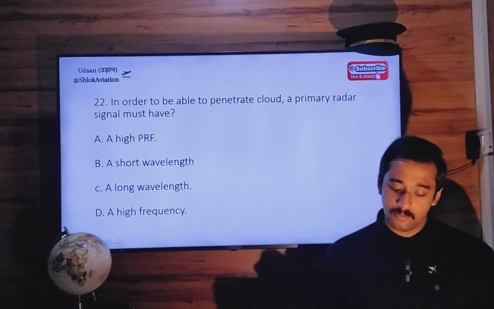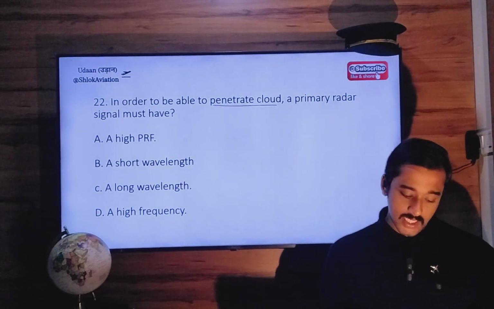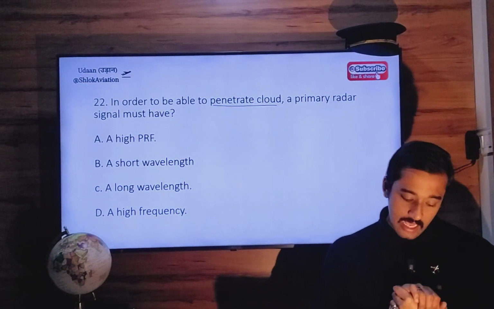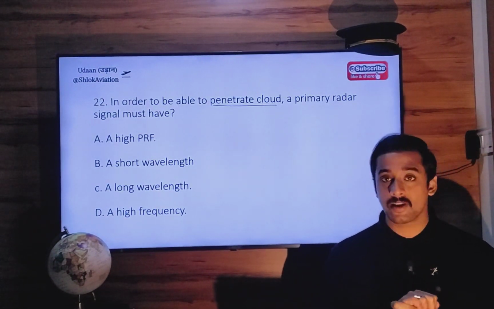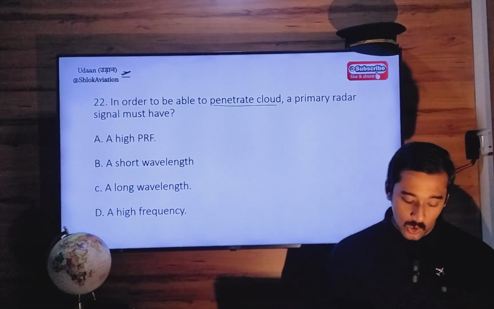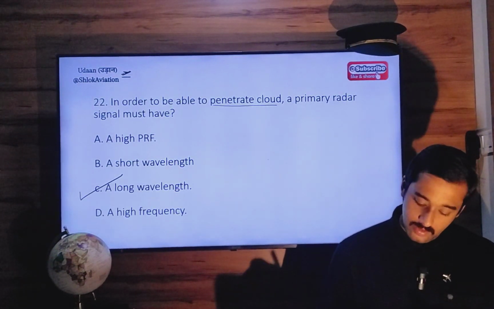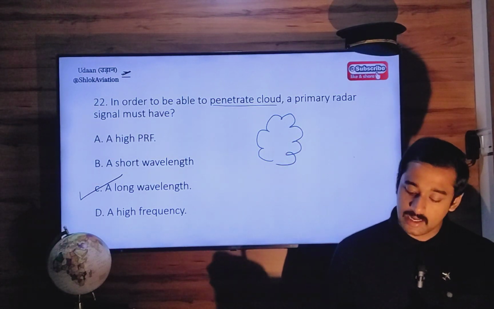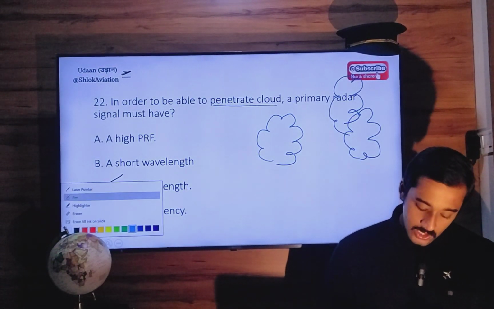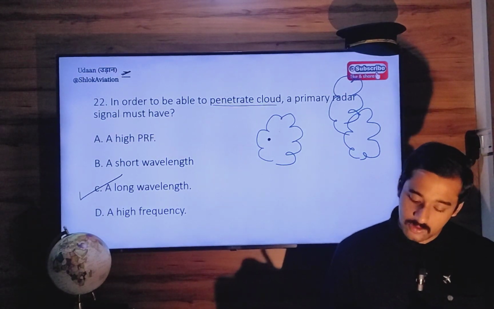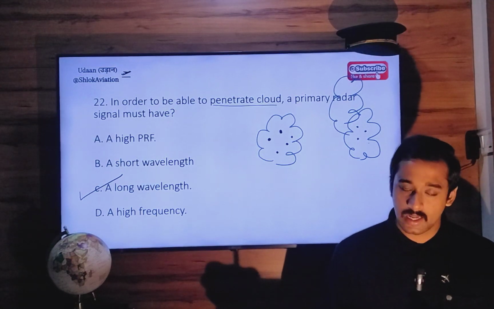In order to be able to penetrate cloud, a primary radar signal must have what? Now see, a high PRF, a short wavelength, a long wavelength, and a high frequency. So the correct option is long wavelength. Let's say there is a cloud here, and there are many clouds behind this particular cloud, and there are water droplets in this cloud. So are there in the next clouds.